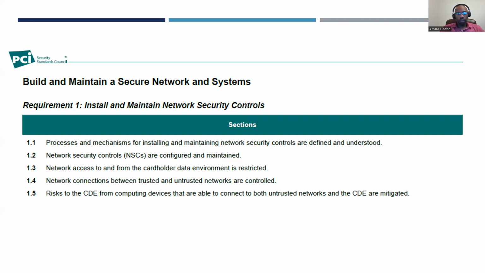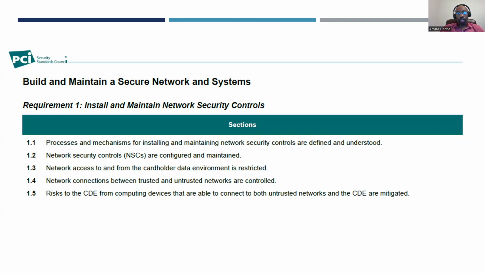Within requirement 1, we have requirement 1.1, which looks into the processes and mechanisms for installing and maintaining network security controls. We want to make sure they are defined and understood, and that can be your policies, your processes, and your documentation showing your procedures. Then 1.2, the network security controls, we want to make sure are configured and maintained. 1.3, that the network access to and from the cardholder data environment is restricted.